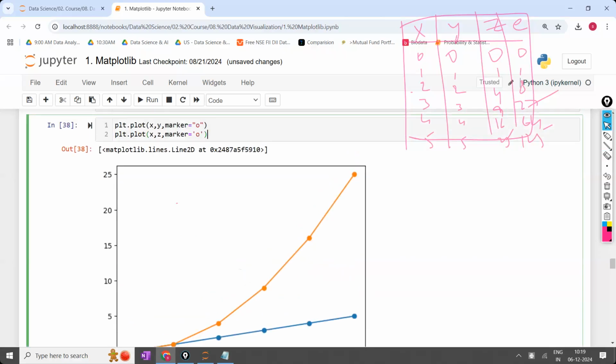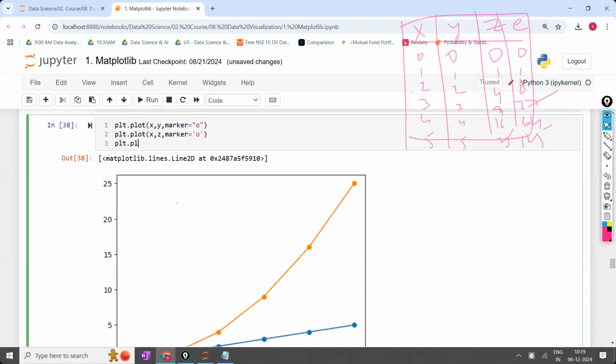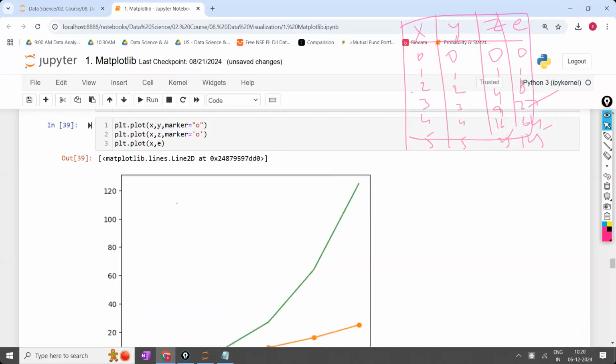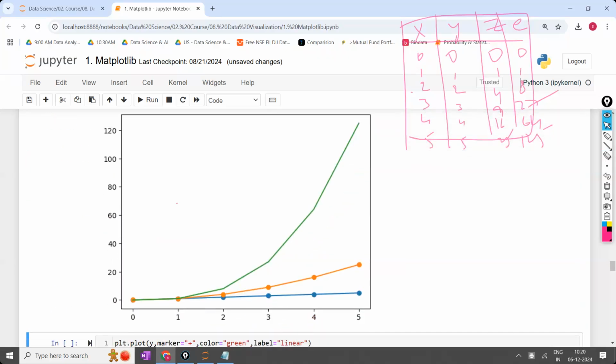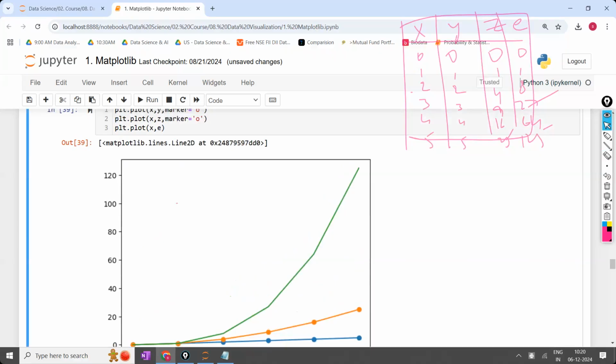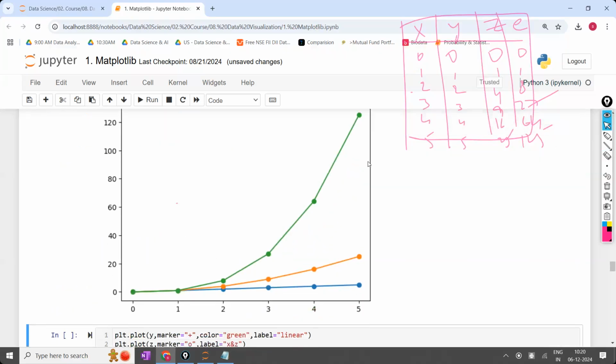Now, next I'm adding the PLT dot plot x comma e. What is x values? 0 comma 0, 1 comma 1, 2 comma 8, like this. And the third one I'm going to consider in this way. Marker is equal to again O. 3 of them. So in a single plot, I can represent multiple line plots. It is for comparison purpose.